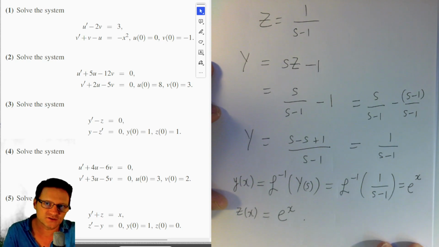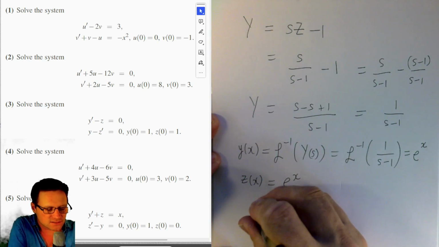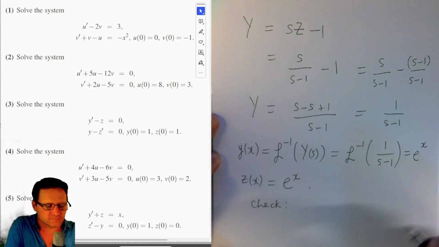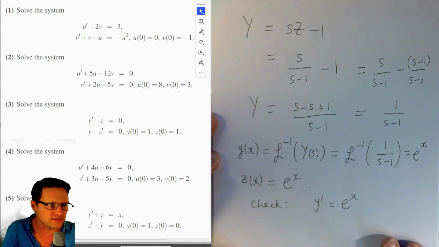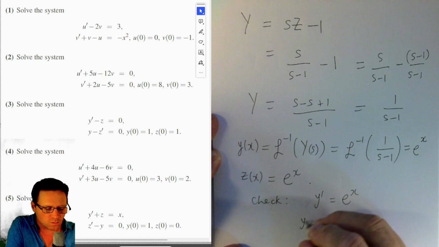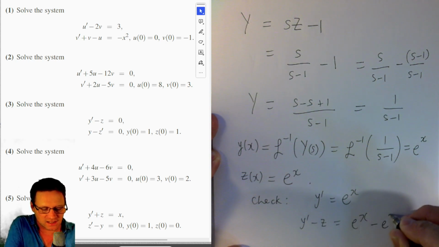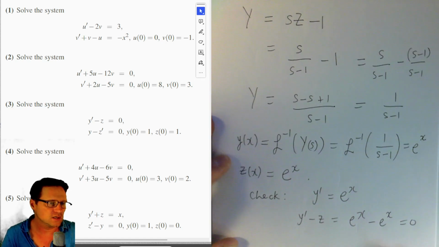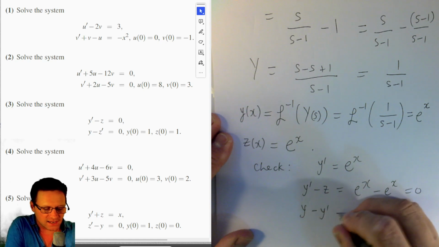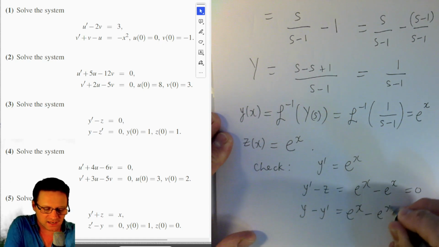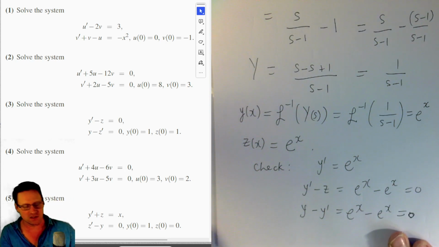Okay, this seems a little bit too good to be true, so let's test or check. So y dash is e to the x, just differentiating e to the x. Okay, so y dash minus z is e to the x minus e to the x, which is 0. Now the second line says y minus z dash, so this is e to the x minus e to the x. This is also equal to 0. Okay, good. So it satisfies the two differential equations.